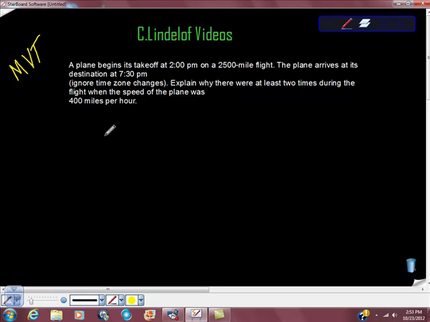We're going to find out what the average speed was, and the way that we'll do that is we're going to take f of 5.5 minus f of 0 over 5.5 minus 0. This makes perfect sense. We know that the flight starts at 2, ends at 7:30. The time between that is 5.5 hours, isn't it?